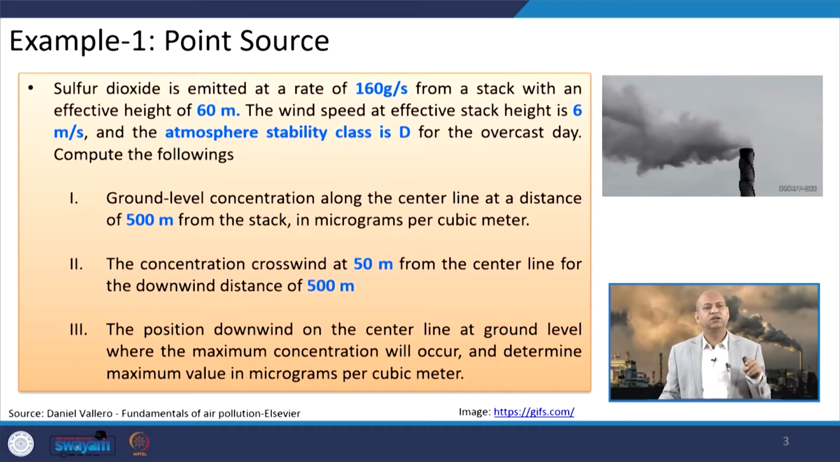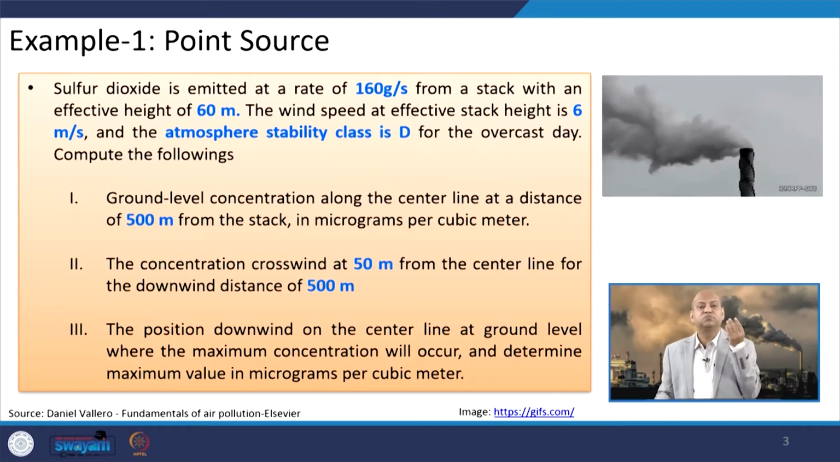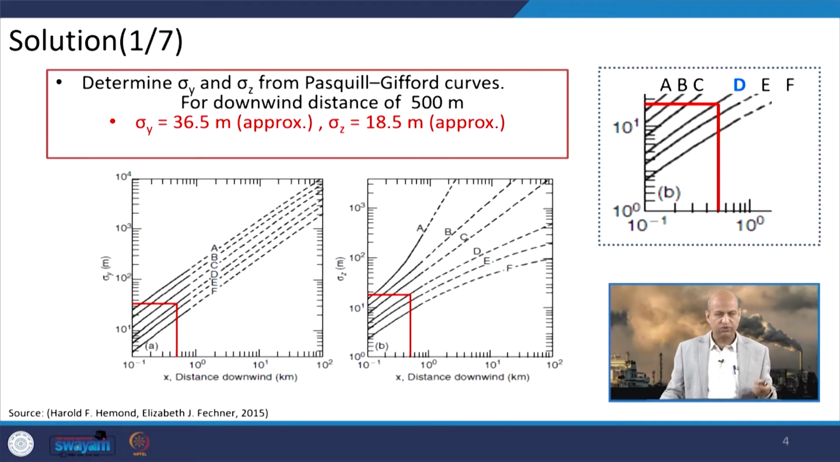Then the third condition is the position downwind on the center line at the ground level, again z is 0, where the maximum concentration will occur, and determine the maximum value in micrograms per cubic meter. So, again we will use that empirical formula. You may recall, I will let you know what that is, where this maximum concentration occurs. That is the relationship with sigma z, and from sigma z we will calculate the x, and then from x we will calculate the concentration because we know the other values.